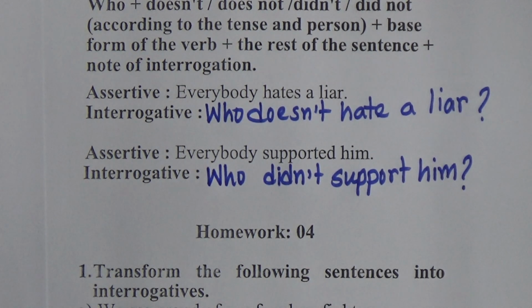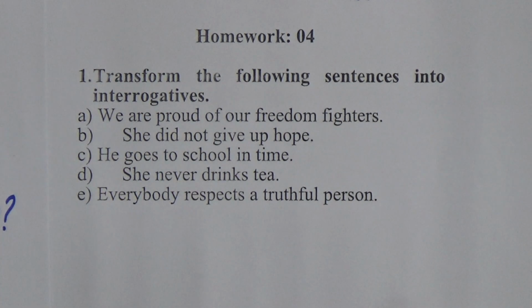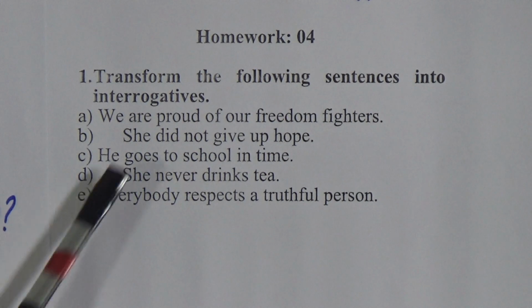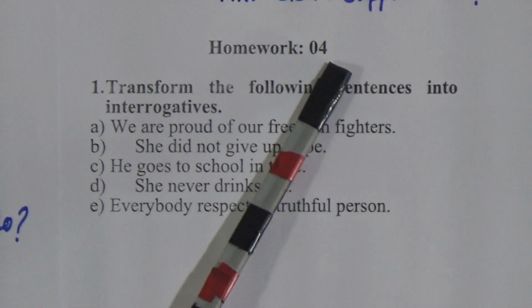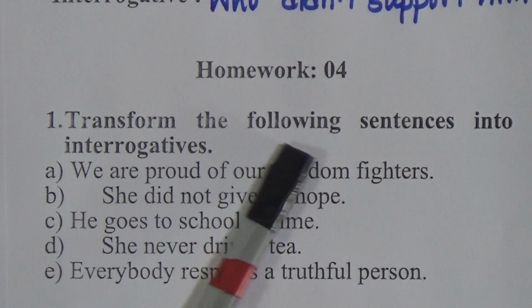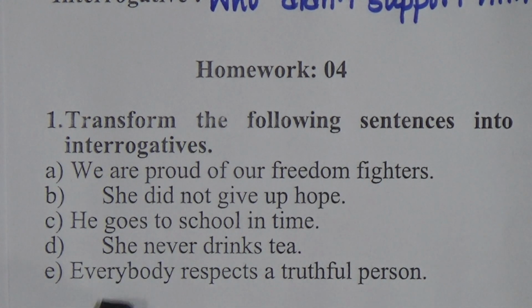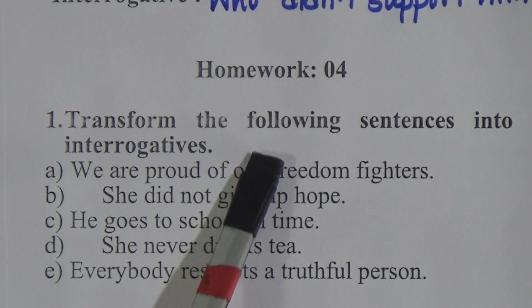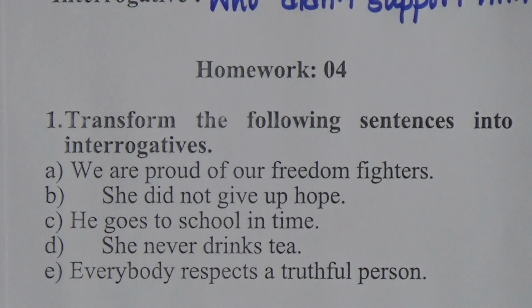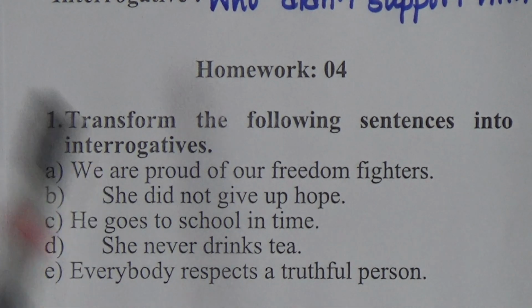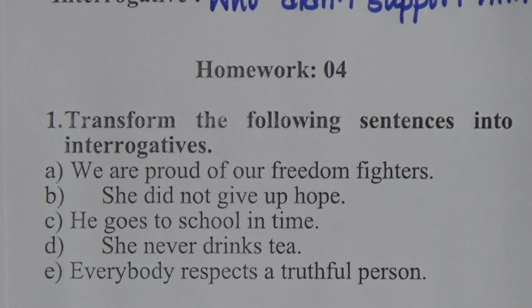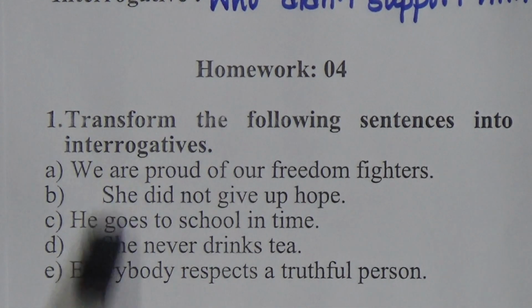So dear students, there are 5 rules, 1 to 5, and you can follow your book, and all of you will go through these 5 rules, and then you will do your homework. Now look, there is a homework. This is homework number 4. Transform the following sentences into interrogatives. So you will transform this assertive sentence into interrogative sentence by using this rule. That means you will follow the rules 1 to 5 and then you will do your homework.